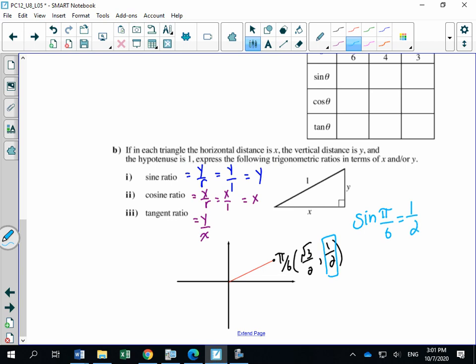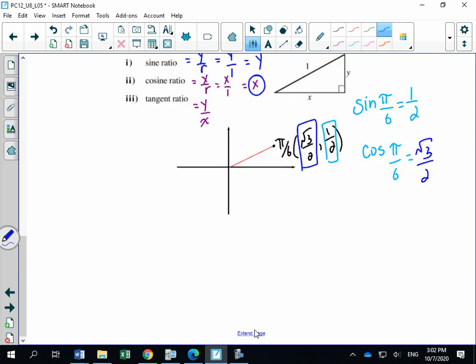If I said, what is the cosine of pi over 6? Cosine is always going to be the x coordinate. So the cosine of pi over 6 is going to be root 3 over 2. And then the one that you have to work a little bit for is the tan of pi over 6. Tan is y over x. So normally we would say y is 1 over 2 divided by root 3 over 2. So that would be the tan.